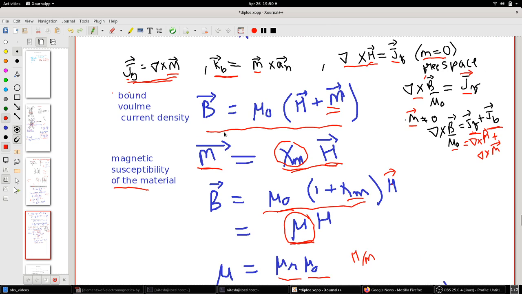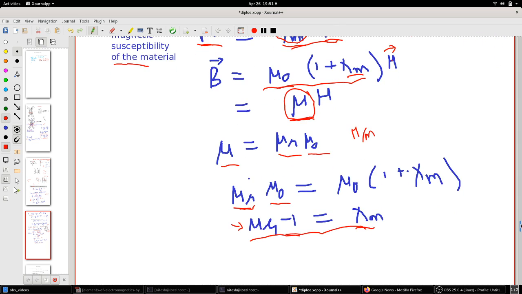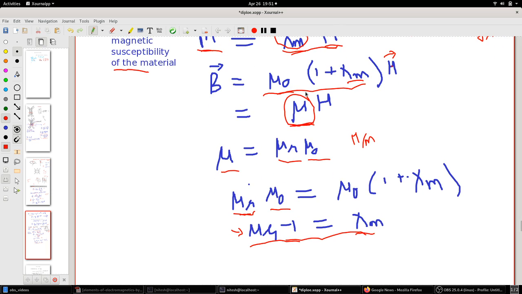Here, B equal to mu 0 into H plus M. This is the first one. You should know what these terms are: J B, K B, J F. And you should also know the relationship between B and H, which is mu 0 into 1 plus psi m into H.